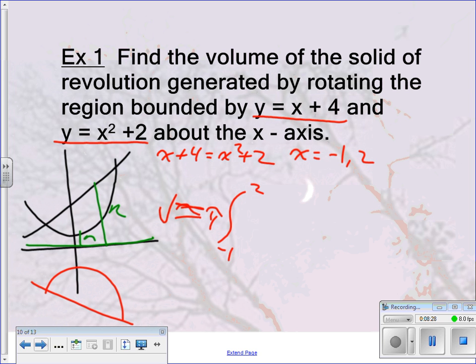Where's my axis of rotation? Because your axis of rotation might not be the x-axis or the y-axis. It might be another line altogether. Draw the diagram, and it really helps you see where that stuff is. Once again, draw a picture, it makes a difference.